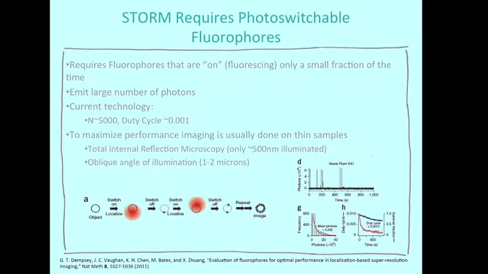To make this technique work, you need to be able to look at each individual fluorophore at a time, so you need fluorophores that are photo-switchable. To get good statistics and localize each fluorophore accurately, you need a large number of photons emitted from each fluorophore. With current technology, the best numbers people typically get are maybe 5,000 photons from each fluorophore before it irreversibly photobleaches. And for the switching, you can have duty cycles where each fluorophore is on maybe 1/1000th of the time, so a switching ratio of 1,000.